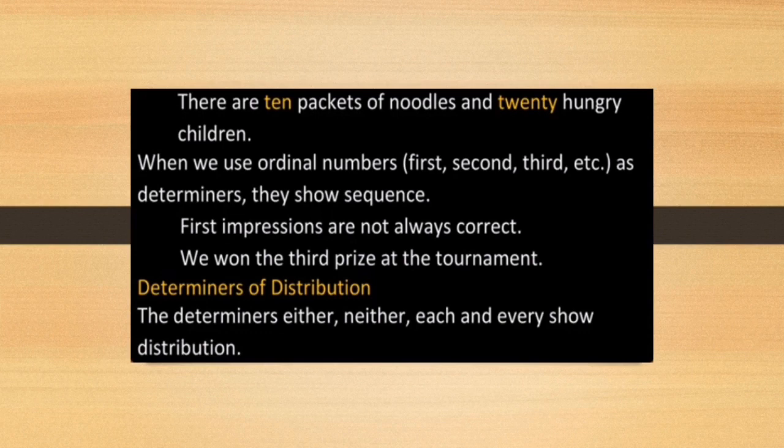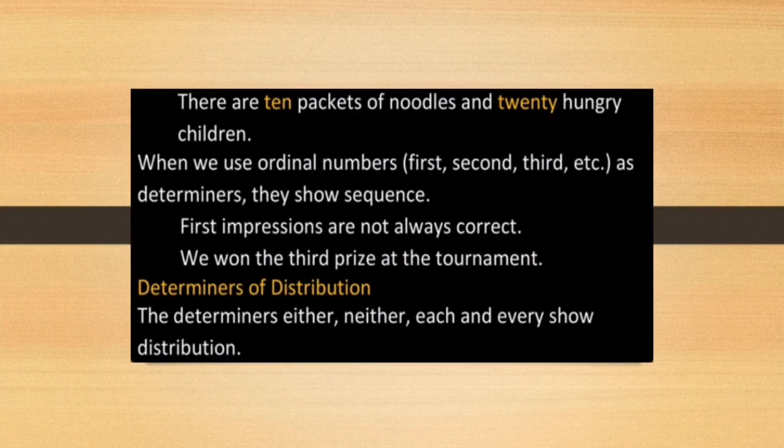Cardinal means numeral form 1, 2, 3, 4, and ordinal means sequence like first, second, third or fourth, right? Now let's see the third type. First one was determiners of quantity, second determiners of number, third is determiners of distribution. Now what are determiners of distribution? The determiners either, neither, each and every show distribution. So determiners of distribution show us the distribution. Okay, they may refer to a group or every individual, right?